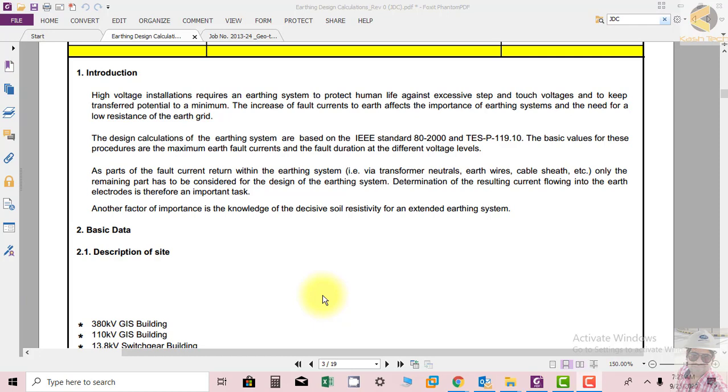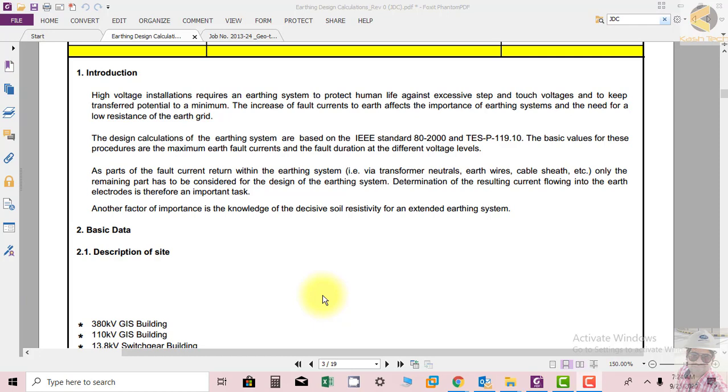The earth mesh system is extremely important, because if the mesh is not installed, then you can see a substation as a death trap. Or if the earthing system, meshing system, earth calculation, earth meshes are not as per the desired design, at normal condition it might work okay, but during fault times, because huge fault current is flowing through the network, it will certainly increase the step and touch potential.